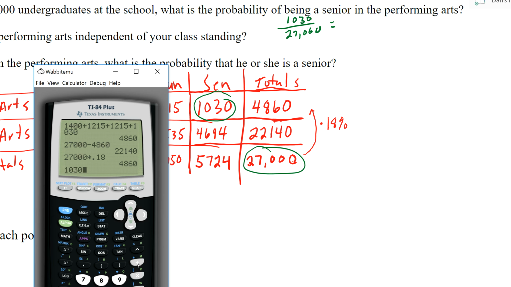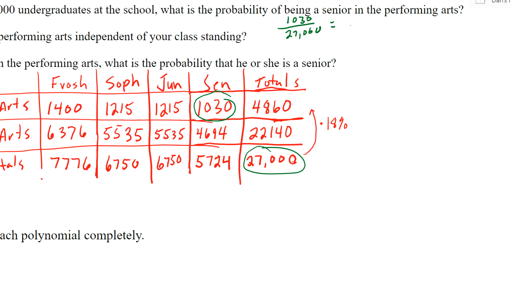1030 divided by, if it were smaller numbers, like smaller fractions, I would just leave it as a smaller fraction. Since we're dealing with these big numbers, I'm going to do percentages. So that would be 3.8%, which equals 3.8%. I might just do something that has actual fractions that are a little easier to manipulate there.